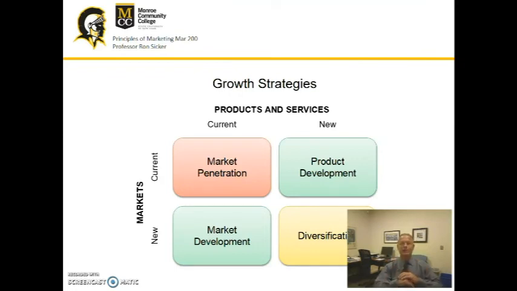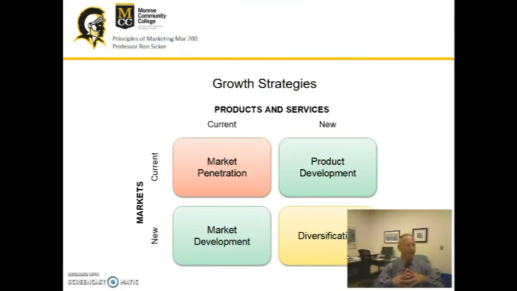Now let's say you've got a new product in a current market. Let's say that you are a new phone provider, Ron Sicker's phone. Well, what I want to do is develop a new product into that current market. Apple might do that with, say, the Apple Watch, a new product within a current market in which it already existed.